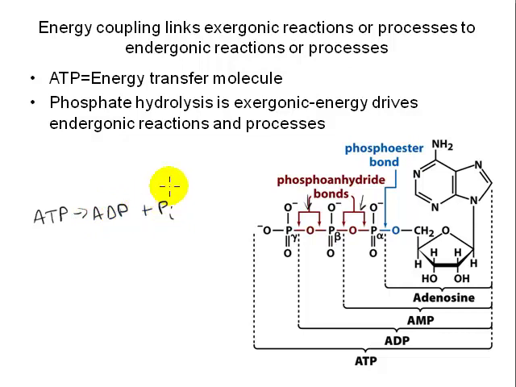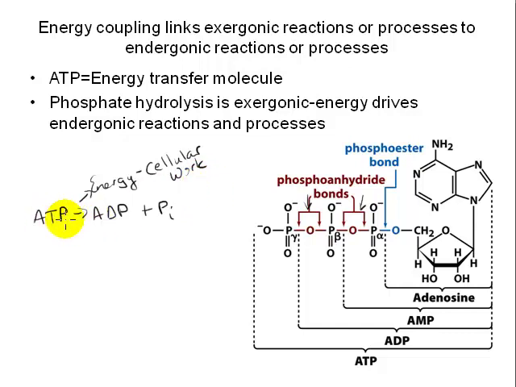The cell links that exergonic reaction to endergonic cellular reactions and processes via energy coupling. The basic idea is that in energy coupling, the energy released from the exergonic reaction provides the energy input required for the endergonic reaction or process. For example, moving a motor protein, or a sodium-potassium pump, or building a protein.